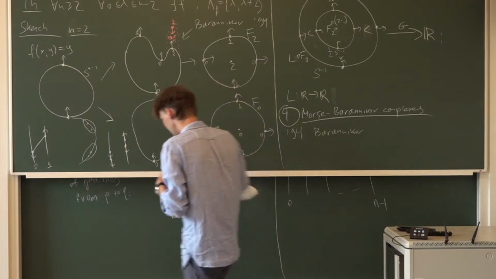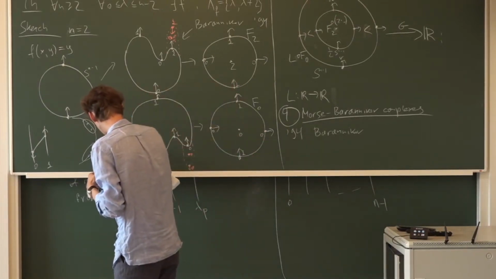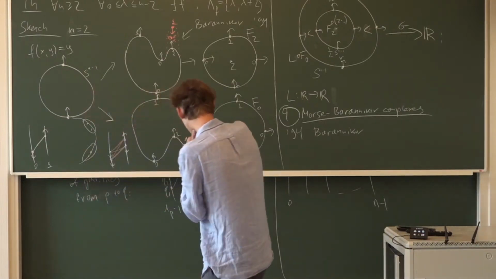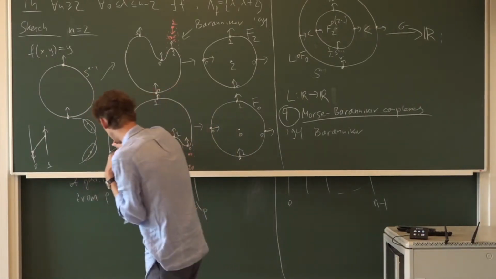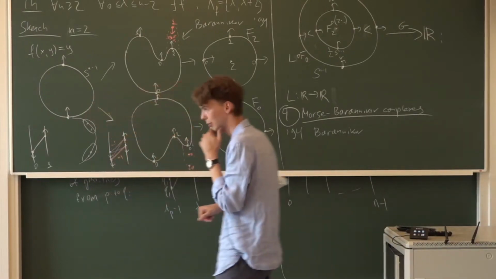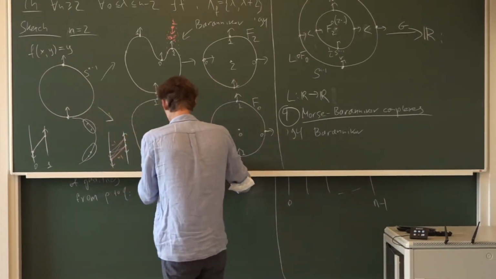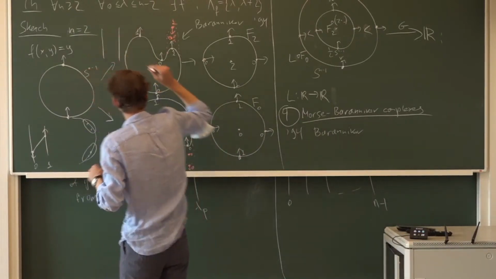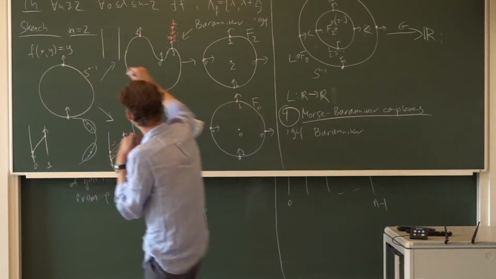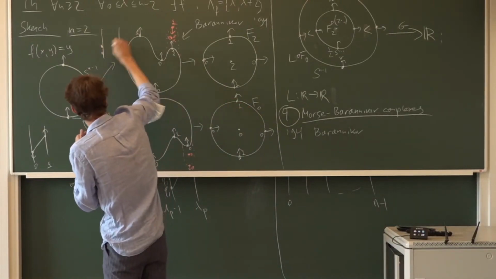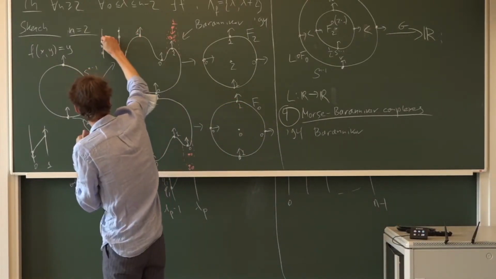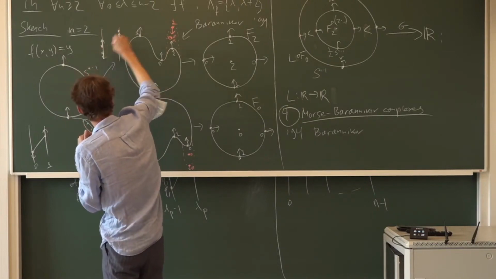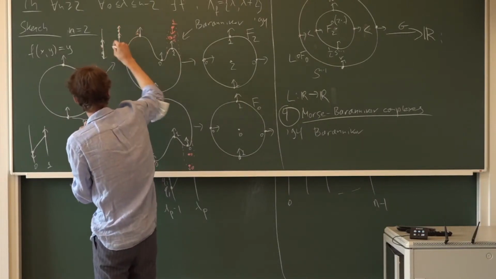Well, there are 4 gradient lines. And some of them have negative signs, so I guess this should be -1, this should be -1. And for the upper picture, the Morse-Barannikov complex looks like this. You put 2 new critical points and both the gradients point out.